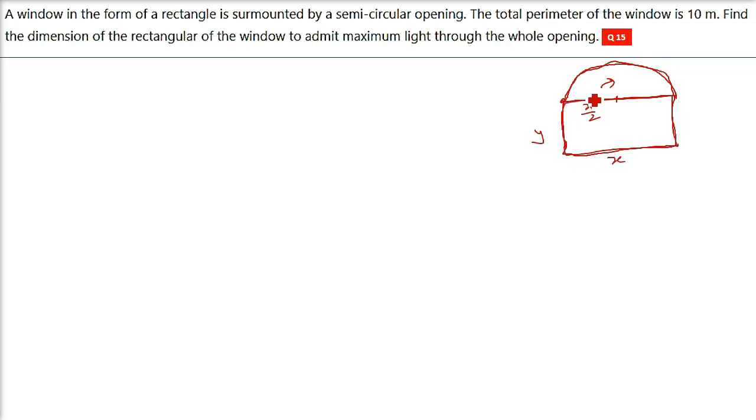So the perimeter is all the distance you travel. If you start running from one point and just cover the whole boundary and come back, the distance you have covered is the perimeter. Perimeter is already given as 10 meter. What is the perimeter? X plus Y plus Y.